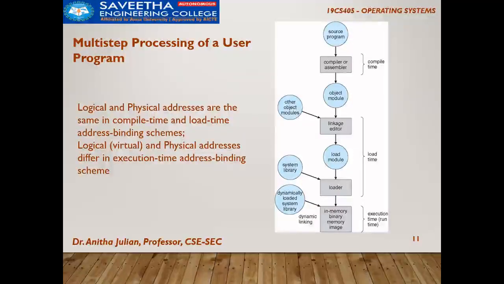So we can see the program. You can see here the source program is there. Compiler or assembler is going to take it, that is the compile time. We get an object module. Object module is nothing but your object file, .obj file. When you compile a C program, you will see it.